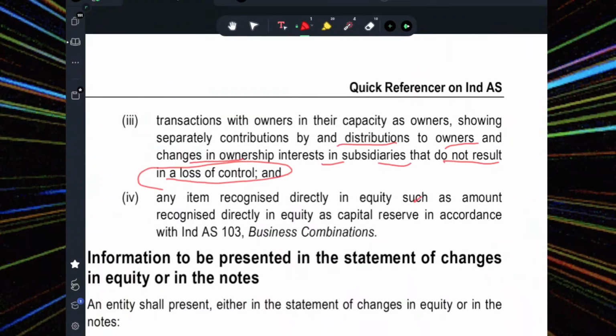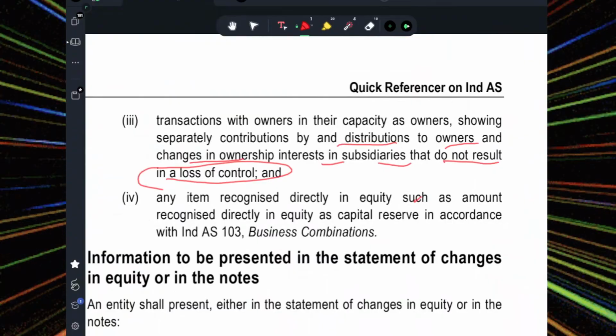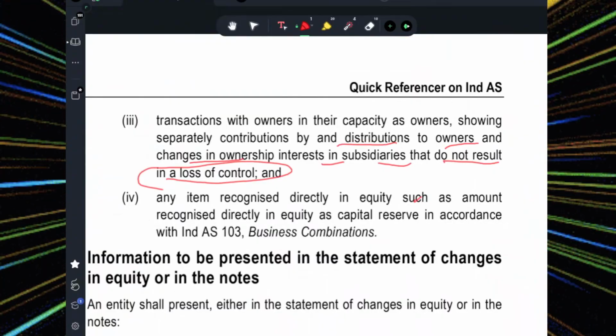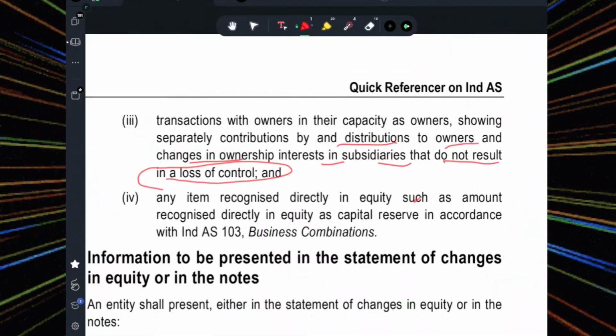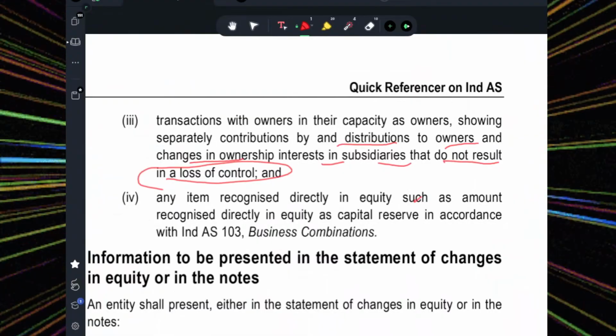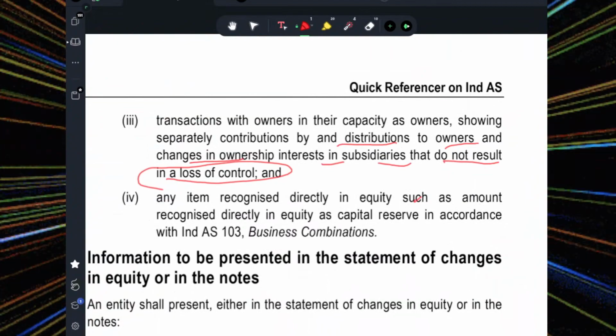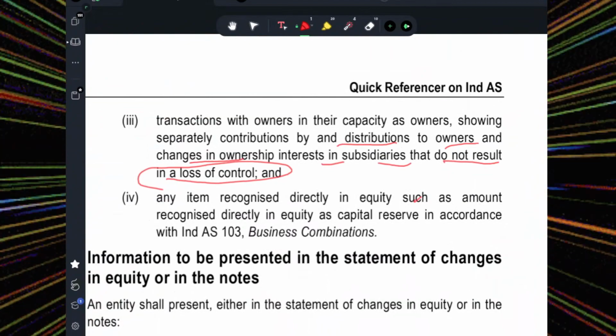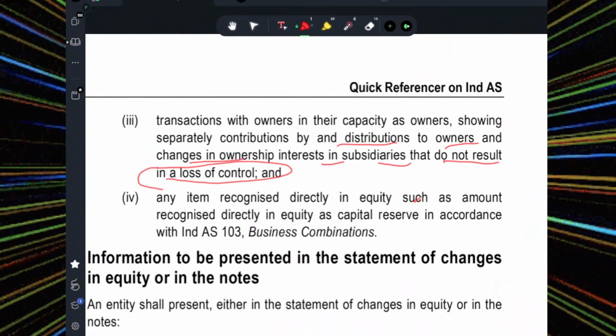So I have bought some assets. I have sold some shares, bought some shares, sold some, and how that purchase and sale affects my control. Control is there, or I lose the control. That should also be stated in the statement of change in equity.